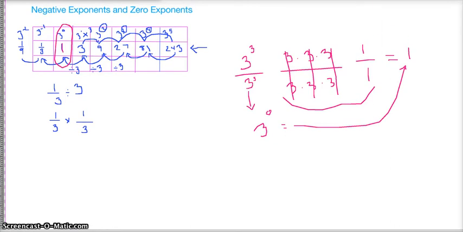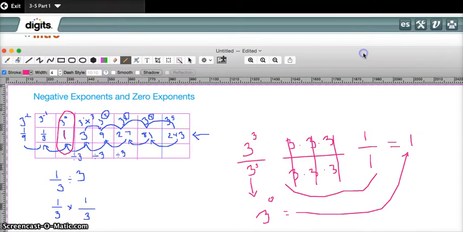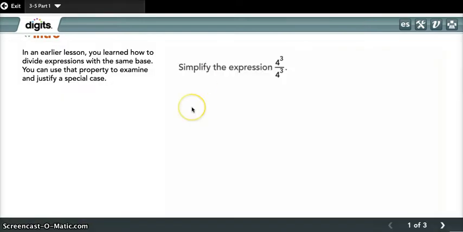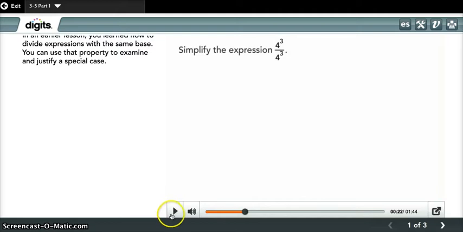All right, so I wanted to show you this chart before we get into the Pearson video here. They're going to show you an example with 4 to the third. So let's go ahead and watch this.